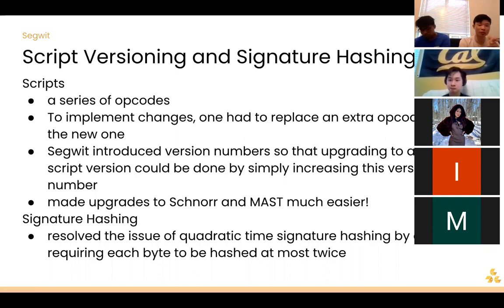And for signature hashing, this is much more technical stuff, but basically what happens is it resolved the issue of quadratic time signature hashing. So when you double the number of transactions, you double the number of signatures, but that would result in quadrupling the cost of actually validating those signatures, because data is actually quadrupled. But now it only hashes each byte at most twice. So instead of quadratic time, it's 2n time.